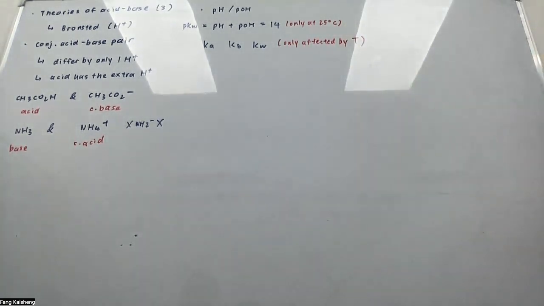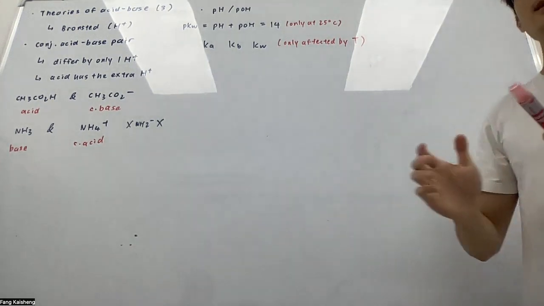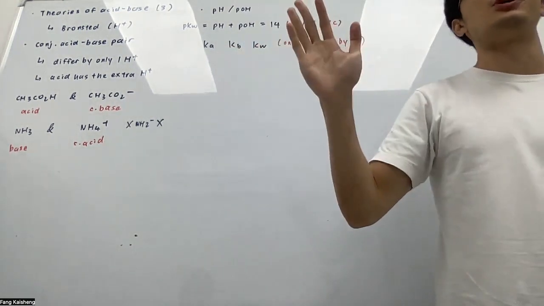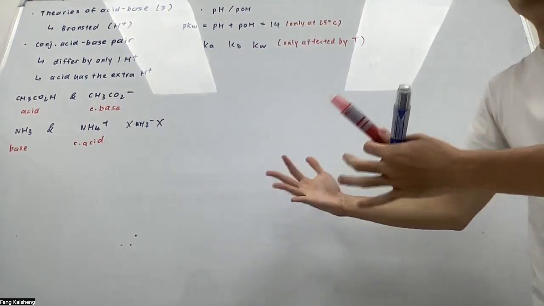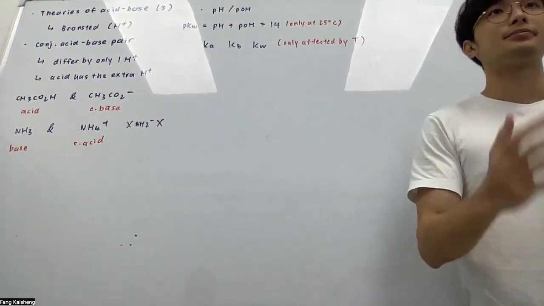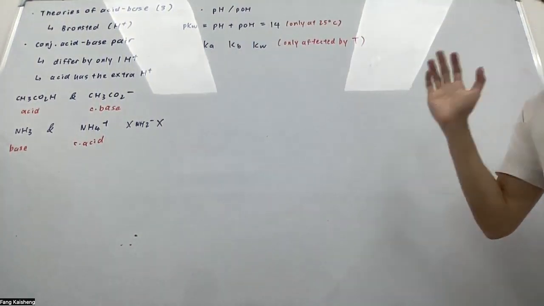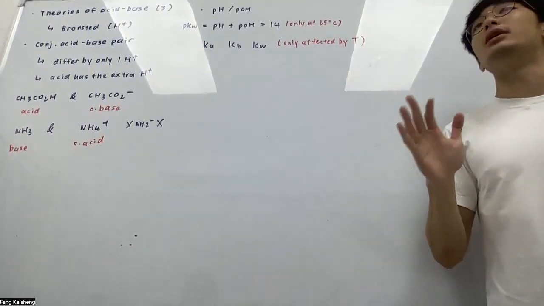Guys, please think of all this. This is a very condensed version of the last lesson, so I'm picking out the most important points. As for how to write the Ka and Kb expressions, that one is not important, so I'm not going to recap that. Now, any questions so far? Any questions, you must ask, okay?